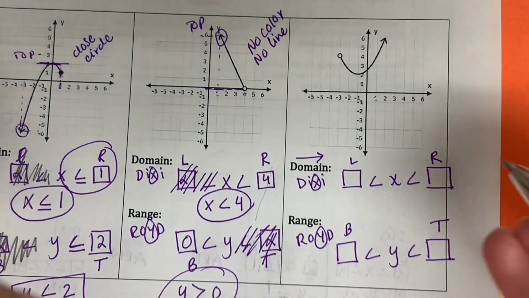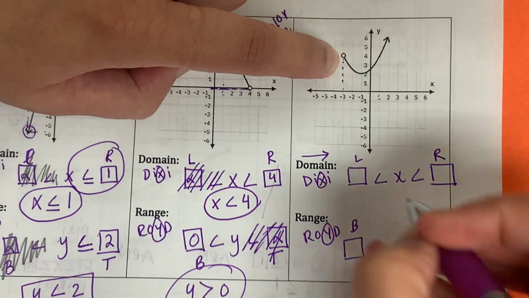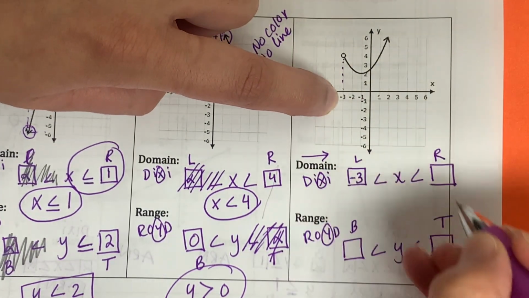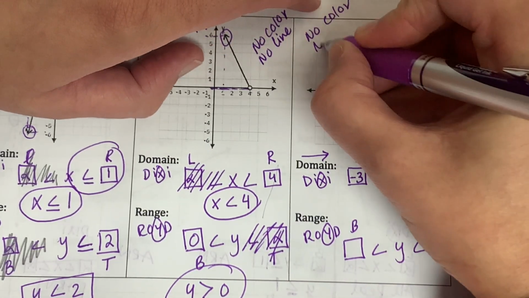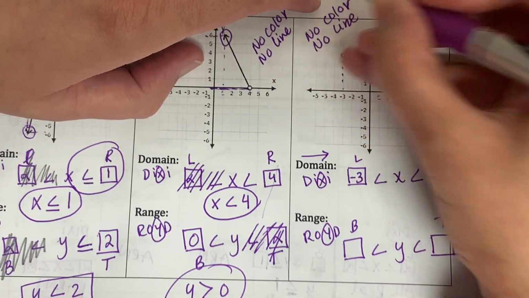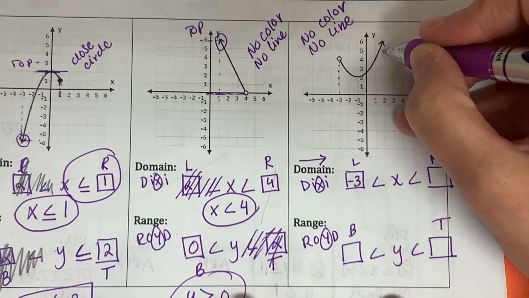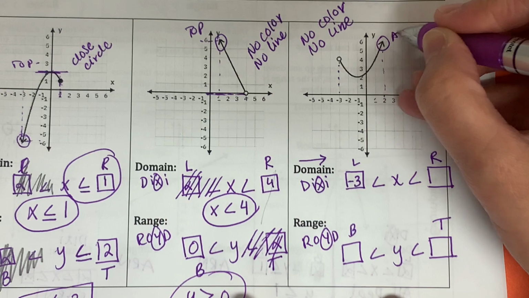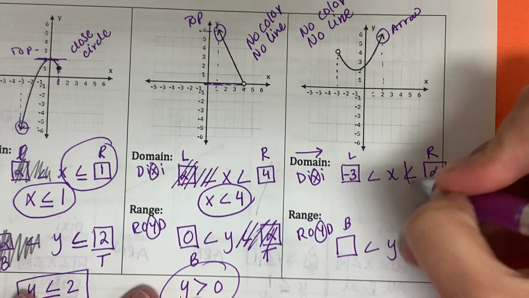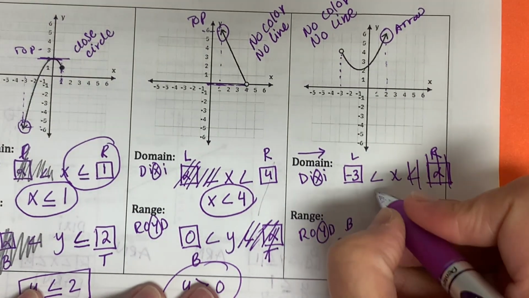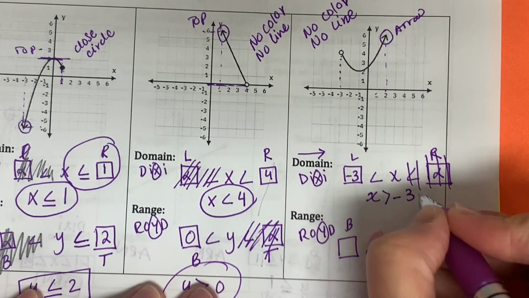So the leftmost point of the graph, this is the leftmost point of the graph. -3 is the X value. It's an open circle, so no color, no line. I'm not going to put a line because there's no color. And then the rightmost point, you would assume it's 2, but no, it's an arrow. So this is infinity. Cross out the infinity side and just fix it, mirror it. X greater than -3.